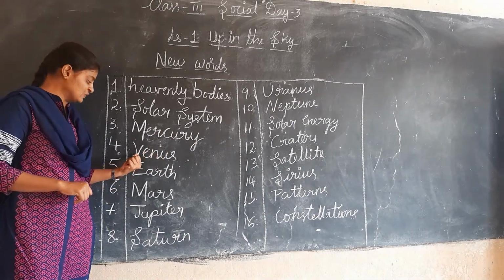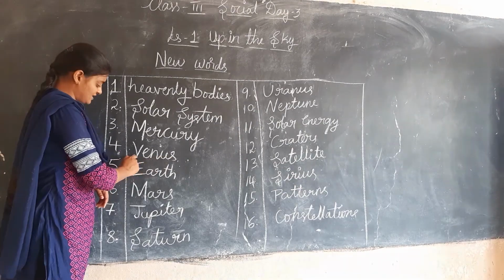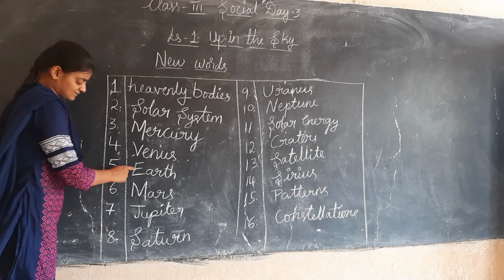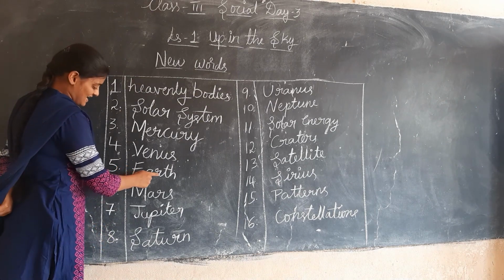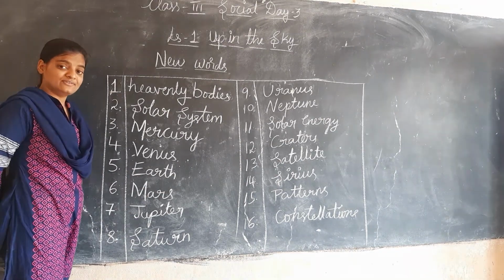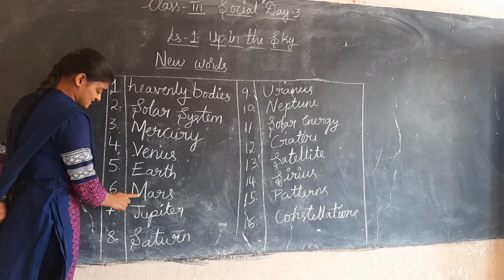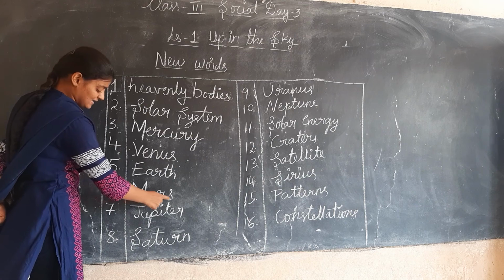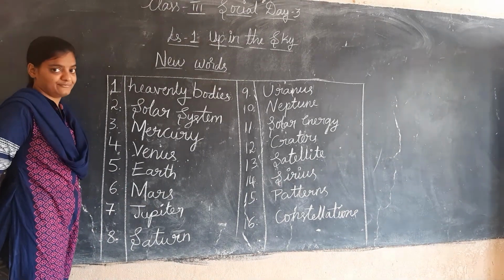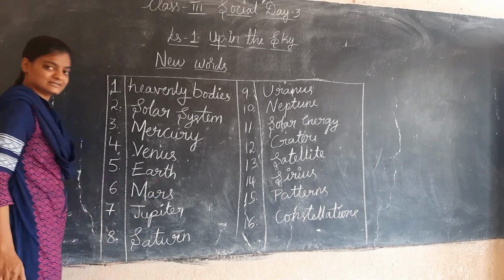Next one. Venus. V-E-N-U-S, Venus. Next, Earth, the third planet. E-A-R-T-H, Earth. Earth is the third planet and we are meeting on the planet Earth. Next, Mars. M-A-R-S, Mars. Mars is the fourth planet.